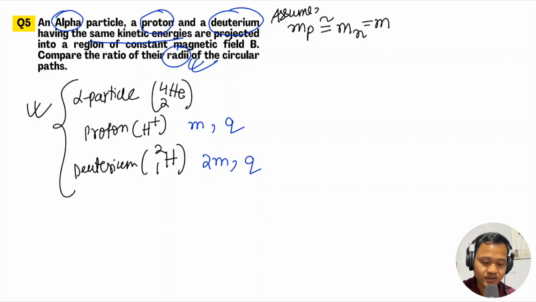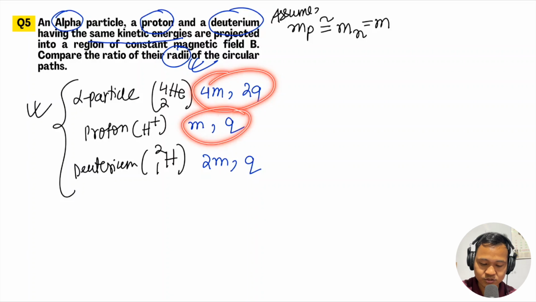For helium, the alpha particle has 2 neutrons plus 2 protons, so 2M plus 2M is 4M. The mass is 4M, and the charge is from 2 protons, so 2Q. We don't consider the electron, as its mass is much smaller than the proton. We'll use these for comparison.